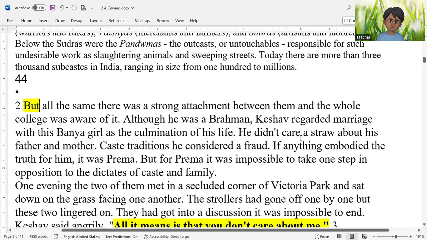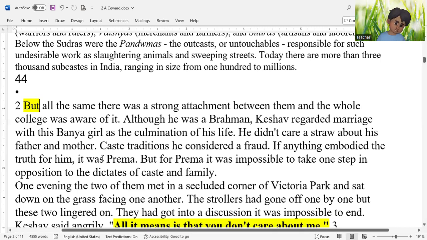Read ahead. He did not care a straw about his father and mother. This is quite interesting. Now you see another conflict in this story. Under the heading conflict in your note copy, please note down the second type of conflict. The first conflict you wrote was ideological conflict, right? New values versus traditional values in paragraph 1. Now we have a second conflict. This conflict is, you can say, parent versus children. The conflict between parents, mother, father, and children.